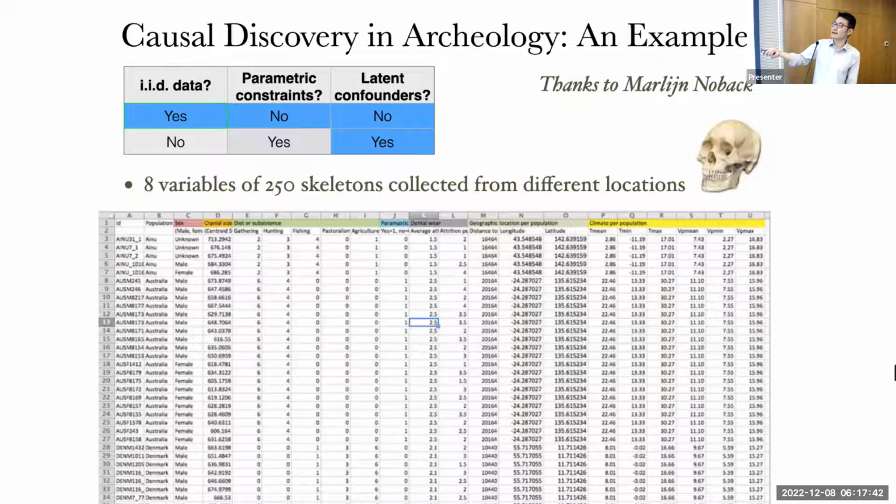In the first case, this is the data set collected by my collaborator, Marlene Novak. Her last name is very cool, Novak. Very cool lady. In archaeology, they want to see how or why people in different areas look different. They collected 250 skeletons and measured 8 variables, including gender, diet, location, weather, cranial size, cranial shape differentiation, and so on. They try to see why we look different.